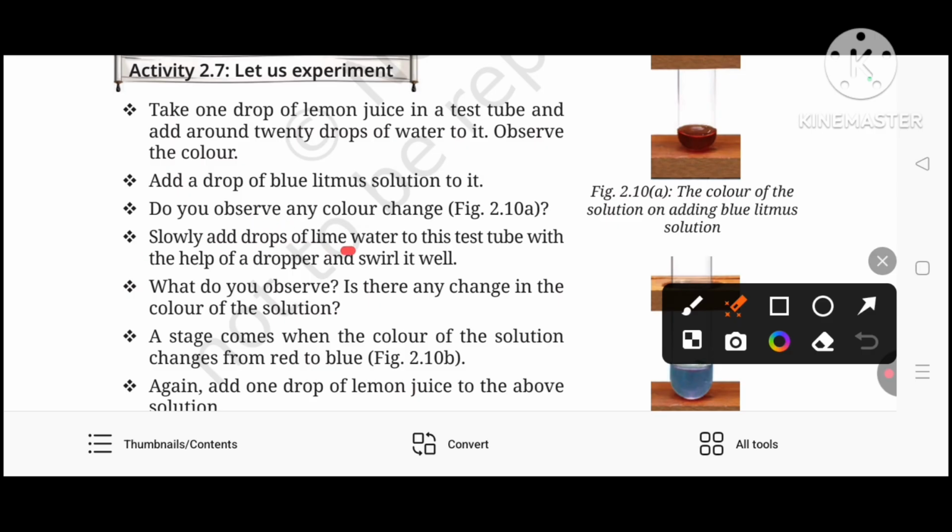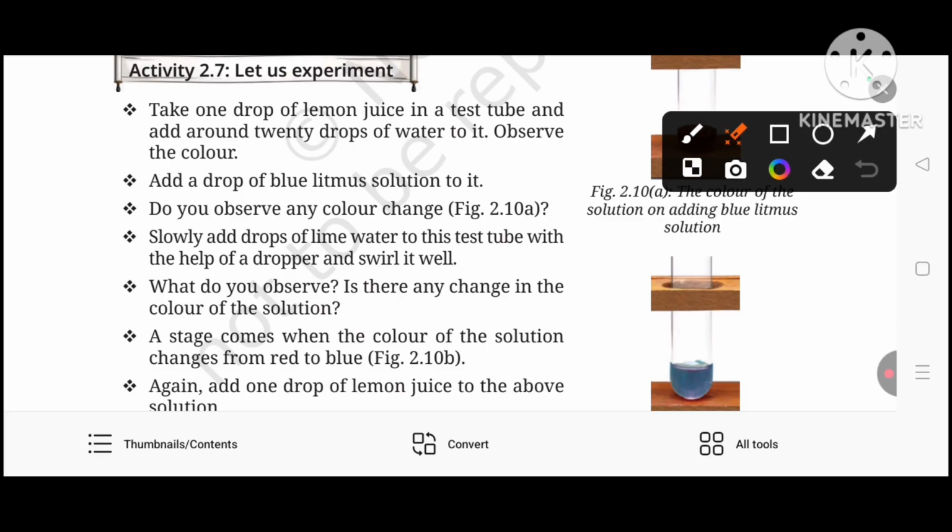Slowly add a drop of lime water to this test tube with the help of a dropper and swirl it well. As we know that lime water is basic in nature and lemon juice is acidic in nature, there will be a neutralization reaction. Do you know what a neutralization reaction is? Don't worry, we will deal with this neutralization reaction in our subsequent discussion.